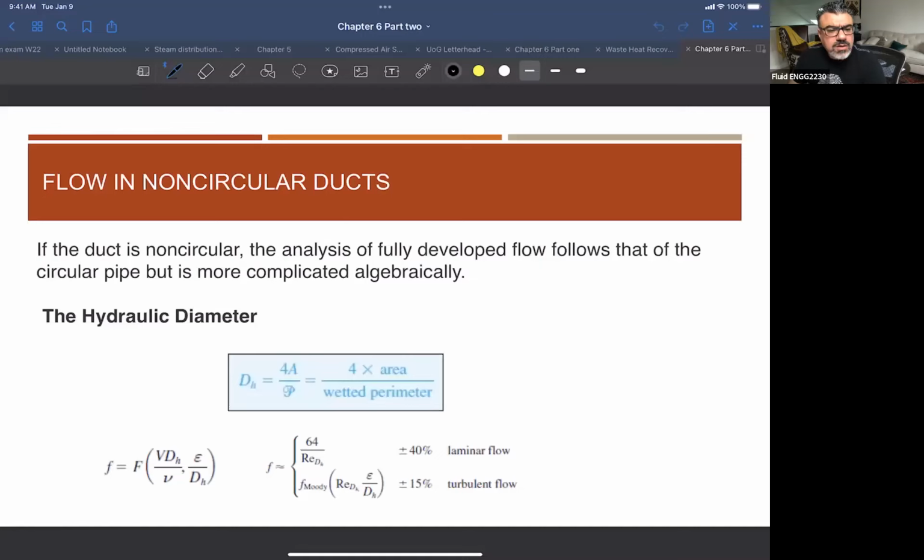So circular will have a smooth kind of surface. But why sometimes we need to use non-circular ducts? What is the ultimate limitation for that? Anyone think about it? Yeah, to fit a non-circular space. This is exactly what the answer is, right?